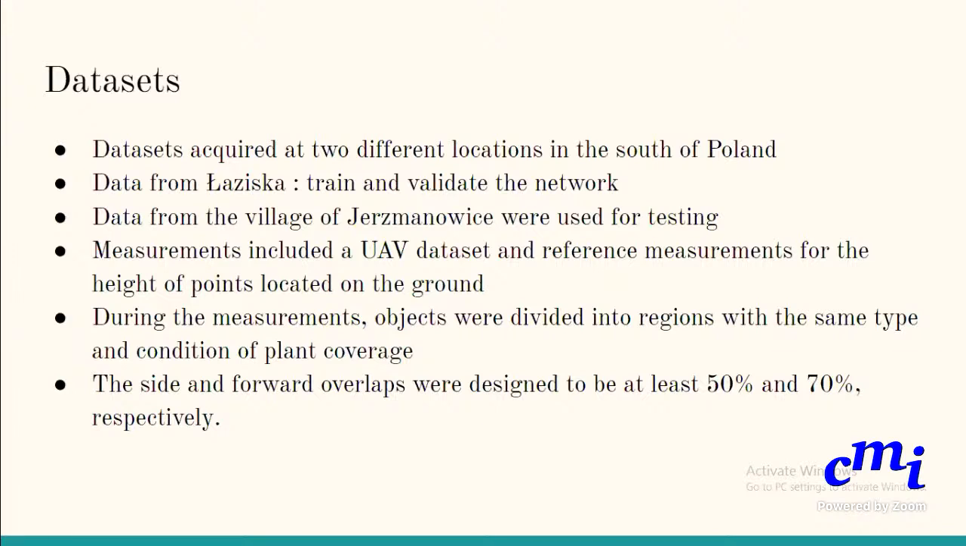The measurements included a UAV dataset and reference measurements for the height of points located on the ground. The reference measurements were done manually using a total station. During the measurements, the objects were divided into regions with the same type of condition and plant coverage. So low grass areas could be one type of region, and high grass areas, meadows and road areas, and so on.